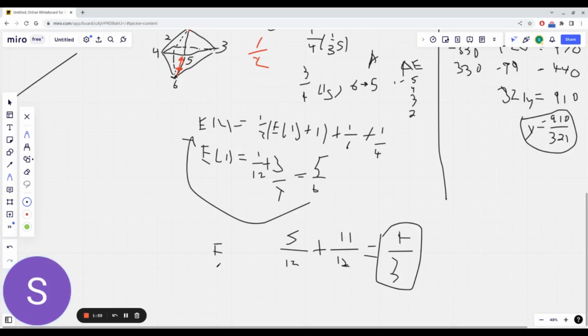Always make sure you're using the correct variable in these equations as your answer. Otherwise, you're going to get the wrong answer, even if you went through all this hard work and did everything correctly.